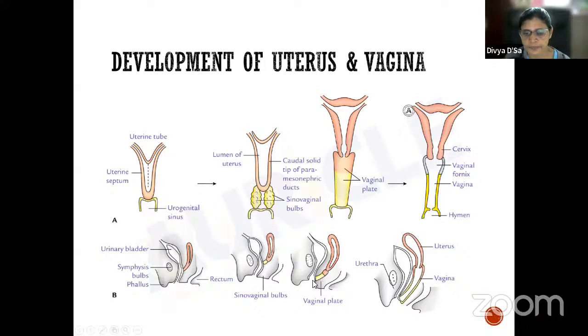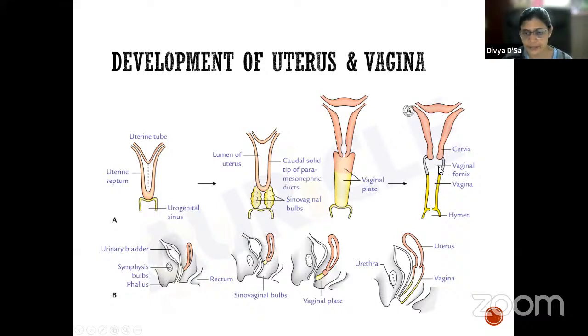So here we have the vaginal plate. Now it is composed of two things. One is the mesoderm cells of the uterovaginal canal, whereas this one is endoderm. So it has both mesodermal as well as endodermal origin. Now the upper end of the vaginal plate will expand and surround the caudal end of which one? The uterovaginal canal. That is what we call the vaginal fornix. It forms the fornix.